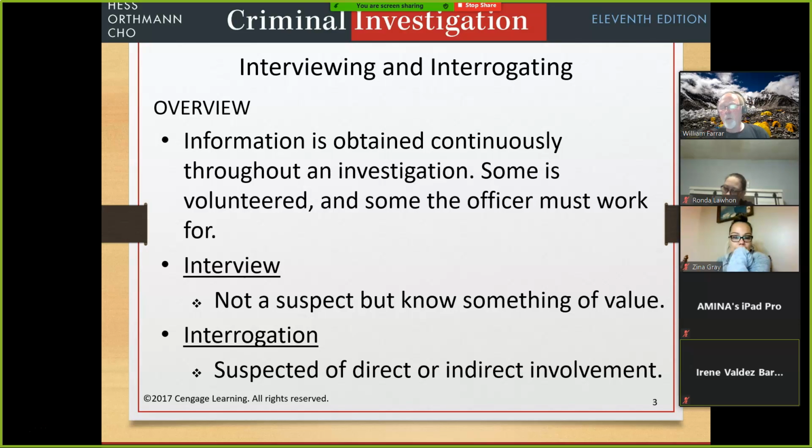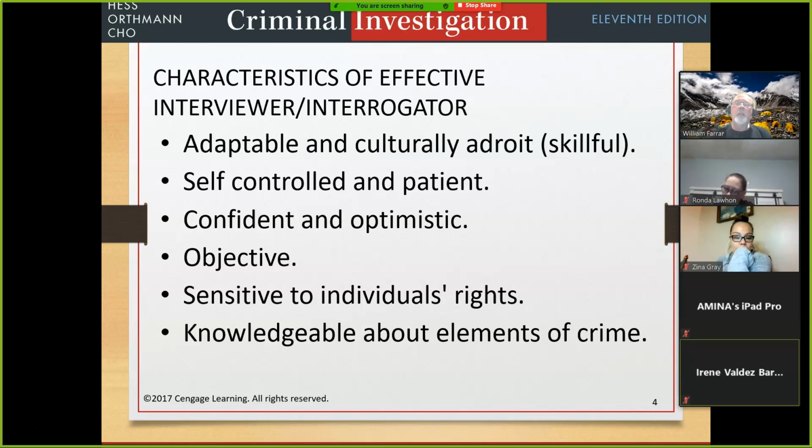So we've talked about what an interview is, typically non-suspect, where an interrogation is more towards somebody that might be a suspect. If you want to know what some good characteristics are for investigators, be adaptable, be culturally adroit, which means skillful. Understand that people are different, and what works for one person may not work for another. So try to understand some of those differences.